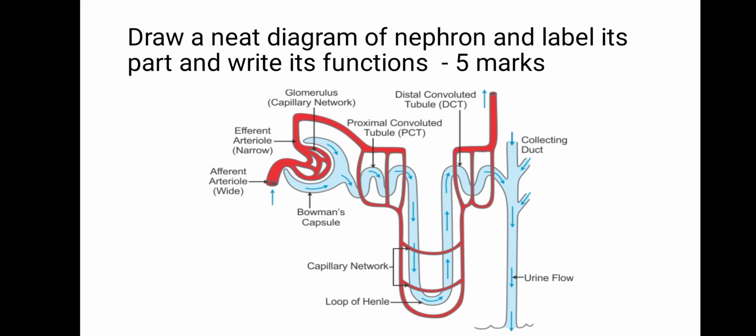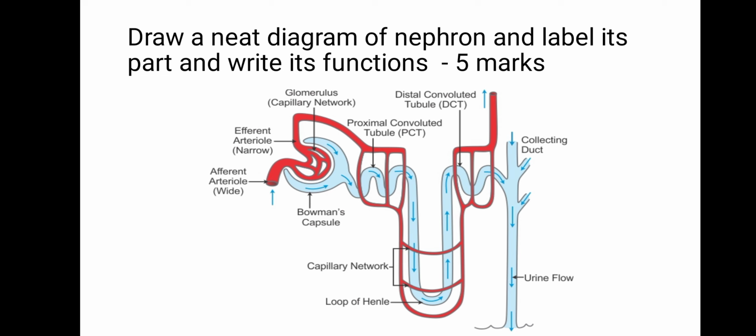Draw a neat diagram of nephron and label its part and write its functions. Nephron: tubular component, hollow, fluid-filled tube, single layer of epithelial cells. Components: Bowman's capsule, proximal convoluted tubule, loop of Henle, descending limb, ascending limb, distal convoluted tubule, collecting duct or tubule.